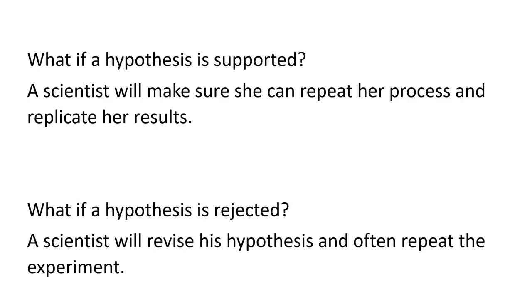So what if a hypothesis is supported? A scientist will make sure that she can repeat her process and replicate her results. Because remember, in order for a hypothesis to be testable, it must be repeatable. So what if your hypothesis is rejected? A scientist will revise his hypothesis and often repeat the experiment.